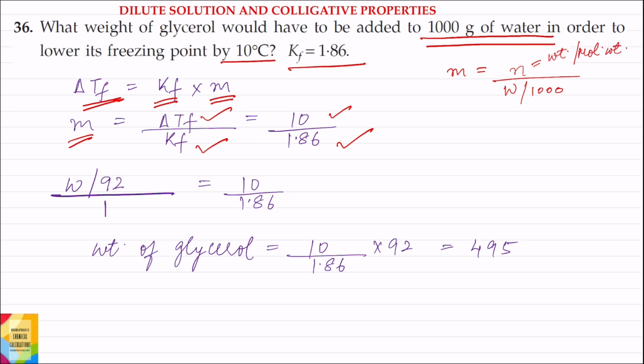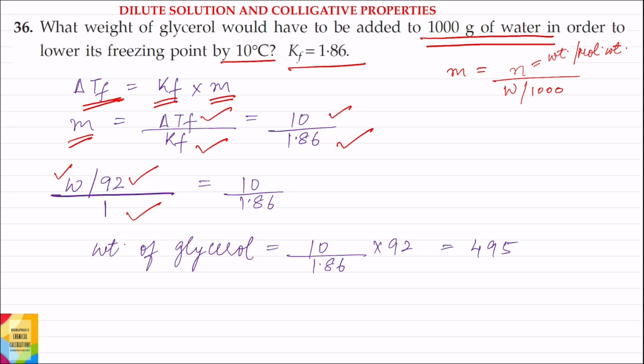Molality is equal to 10 divided by 1.86, and molality is equal to number of moles divided by weight of solvent in kgs. Number of moles is weight of solute, let it be W, divided by molecular weight of solute. Molecular weight of glycerol is 92. So W by 92 gives the number of moles of the solute, divided by weight of solvent in kg.